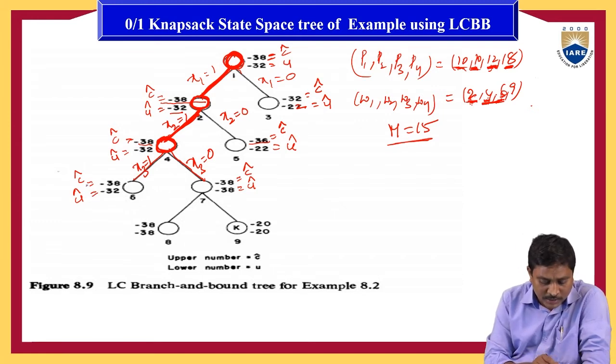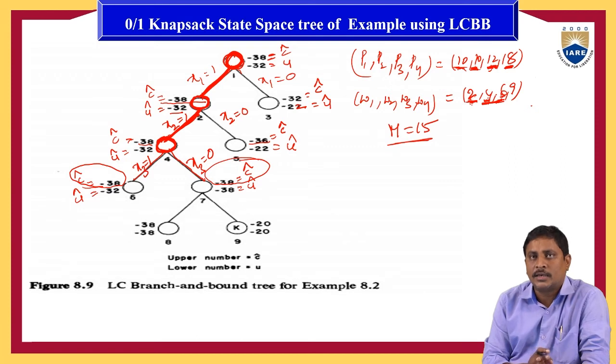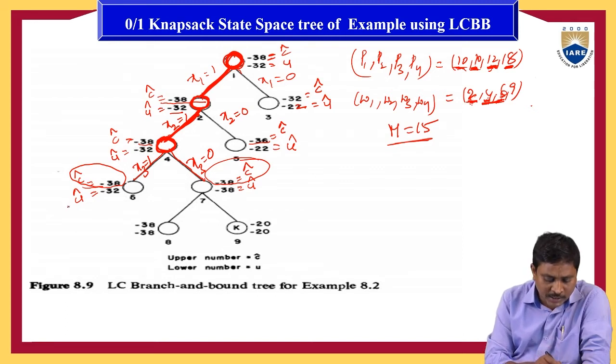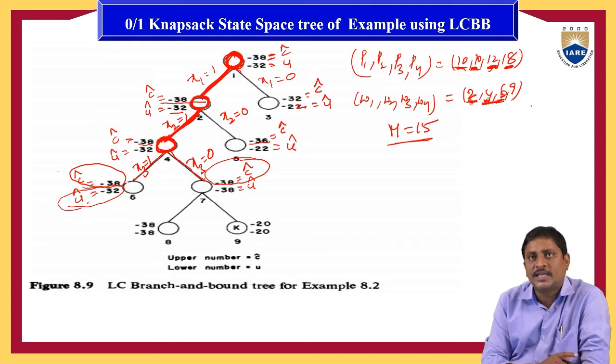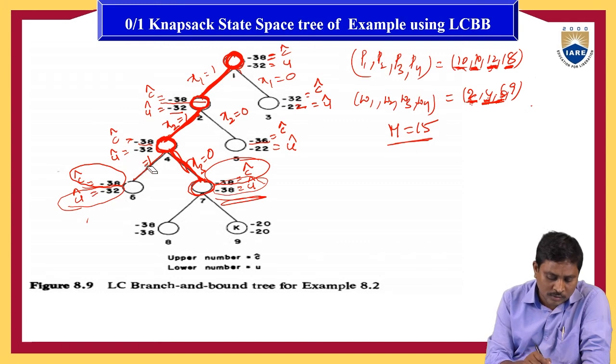Now here we see that among these, the lower bound value is minus 38. Here the lower bound value is also minus 38. Both are equal. Whenever any two lower bounds are equal at any level, we check the upper bound values. Here the upper bound value is minus 32. Here the upper bound value is minus 38. So among these two, the least value is minus 38. So we take this one, x3 equal to 0. We won't take x3 equal to 1.